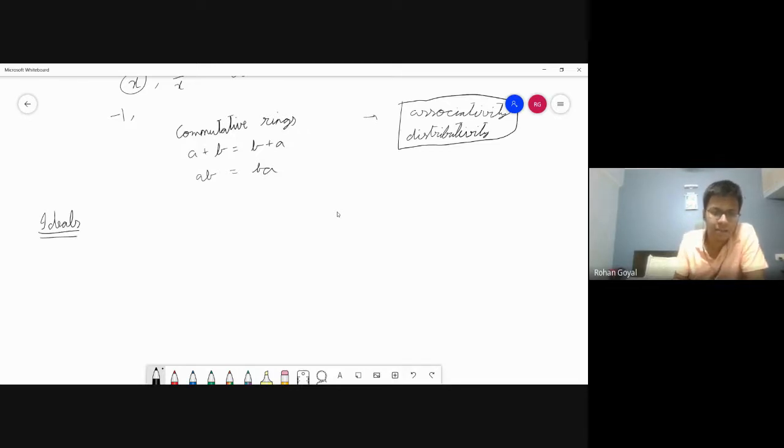An ideal is a part of a ring which has some special properties. One, it's additive: if a is in the ideal and b is in the ideal, then so is a plus b. And if r is any element of the ring and a is in the ideal, then a times r is also in the ideal.